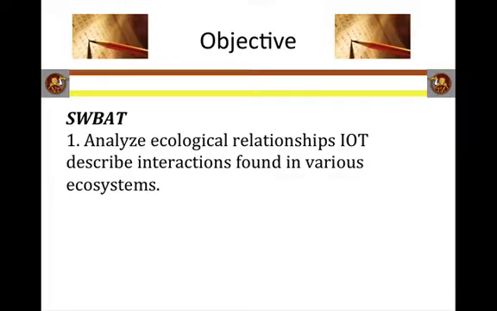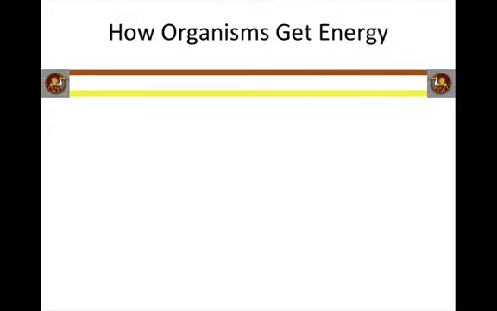Alright, our objective for this homework assignment is we're going to analyze ecological relationships in order to describe the interactions found in various ecosystems. We're going to really break down and unpack food chains and food webs together. Okay, we're going to start off with how organisms get energy.